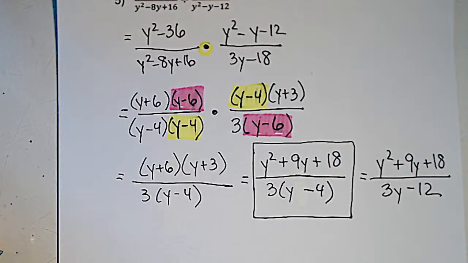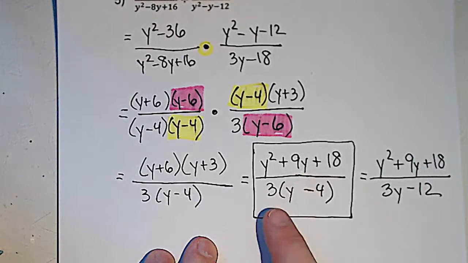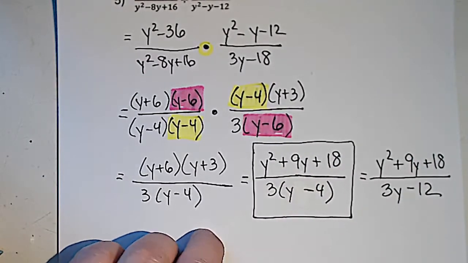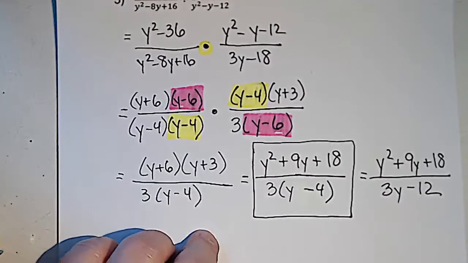So y squared plus 9y plus 18 over 3 times the quantity y minus 4. That's how I would do this one. But it's possible that your teacher may want that one.